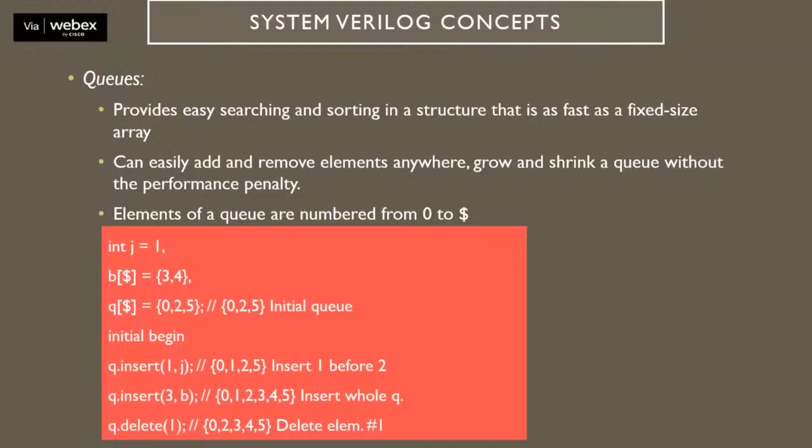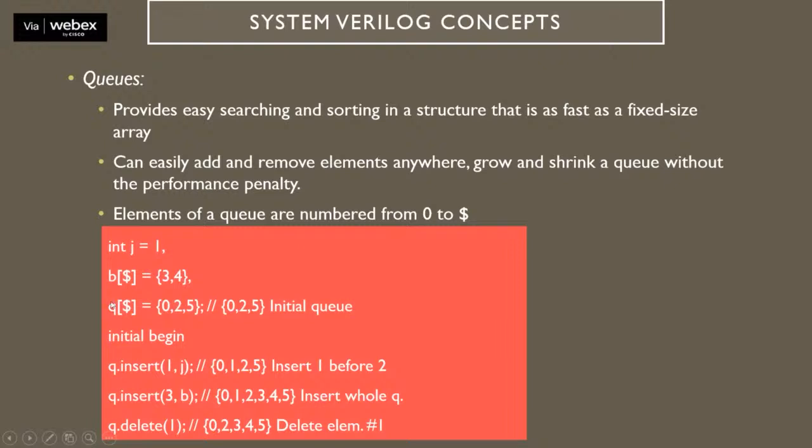I have taken only insert and delete over here. Apart from that, you can take push and pop, and you can even push and pop either at the beginning or at the end. Based on the location, you can have these operations. So here in this example, I have taken insert, which inserts a value into the queue.